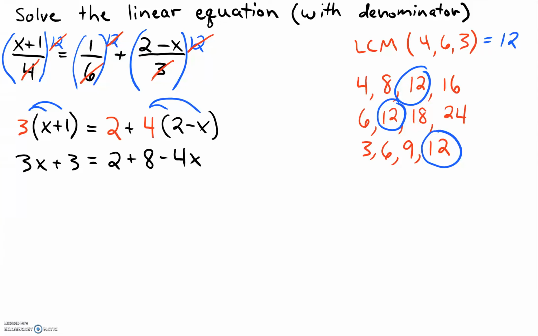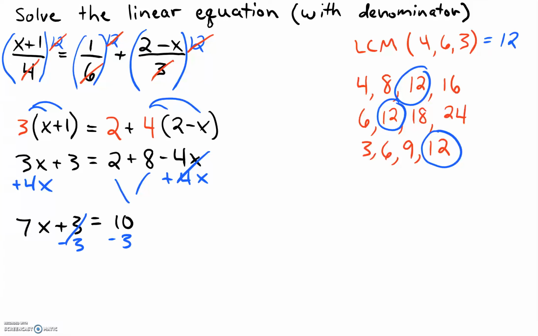So now this is a problem that we know how to solve. Let's add 4x to both sides in an effort to consolidate the terms with variables. So 3x plus 4x is going to give us 7x plus 3. We can also combine the like terms, the 2 and the 8. 2 plus 8 is just going to give us 10. So now let's subtract 3 from both sides. So we just have 7x left over on the left-hand side, and that's going to be equal to 7.